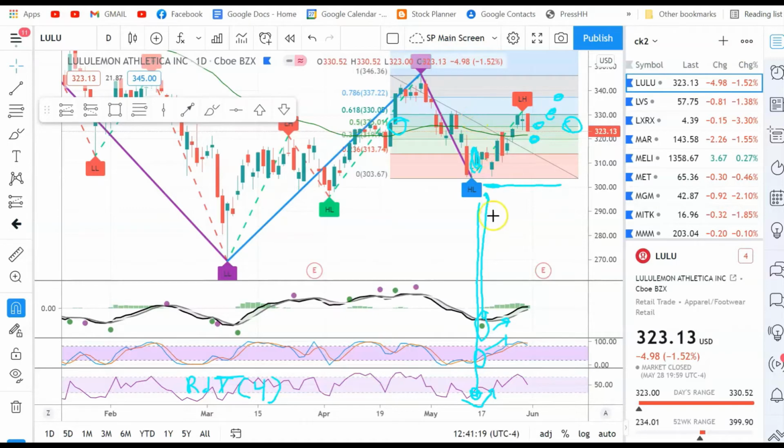Get the signal, put the entry, find your profit targets, pick one. If you're going to swing for the fences, pick one above the next one above the 50%. I like the 50% because I'm a firm believer in the 50% retracement theory. And then your stop loss.